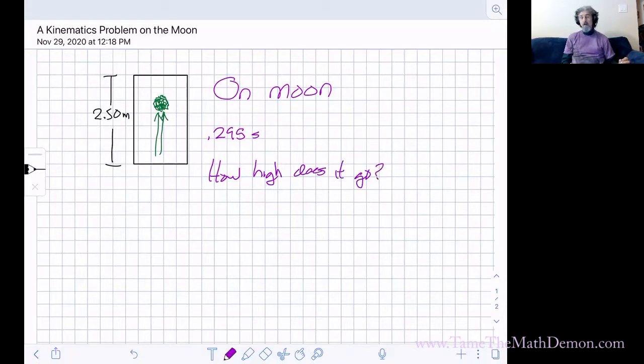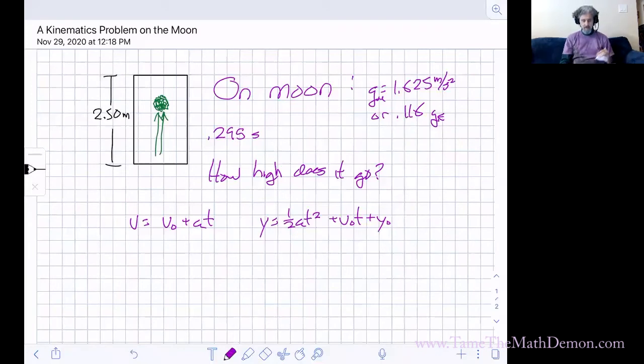Well, we need one more bit of information, which you could easily Google, and that is that instead of g being 9.8 meters per second squared, on the moon it's about 1.625 meters per second squared, or about 0.116 of g on the Earth. I'll put a little m next to the moon and a little e next to the Earth gravity. All right, how do we solve this?